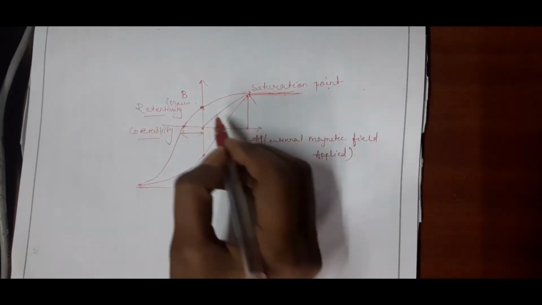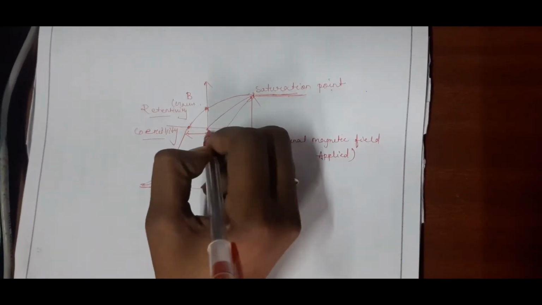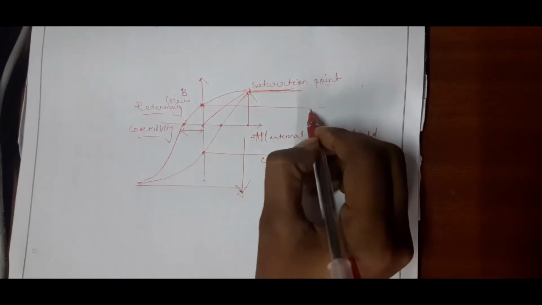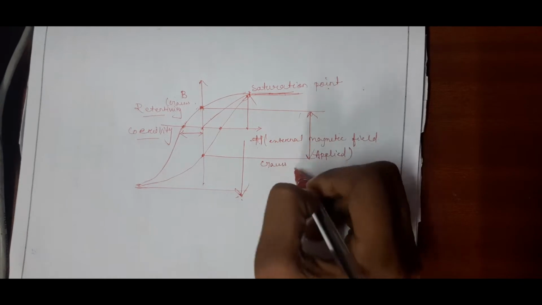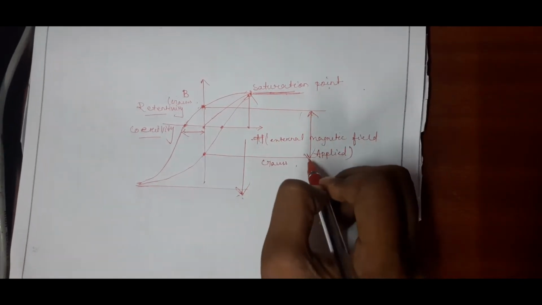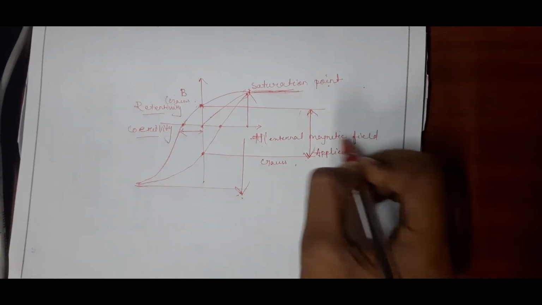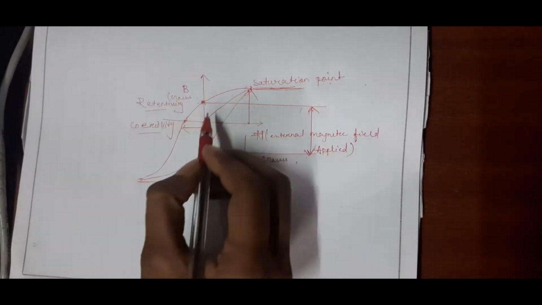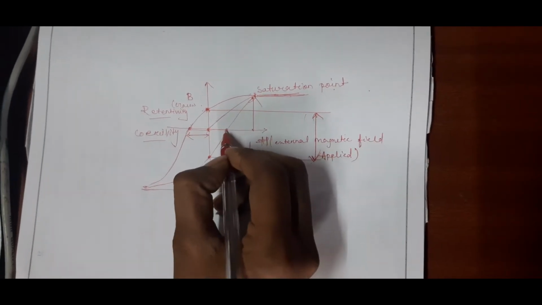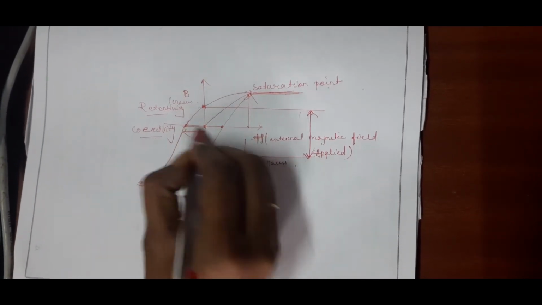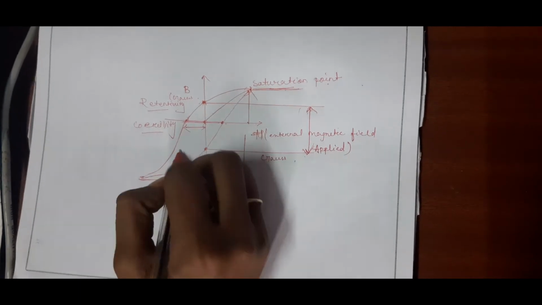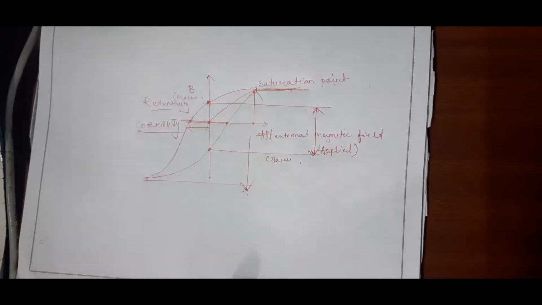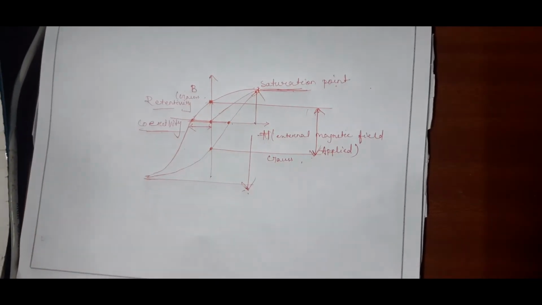Similarly, the retentivity is also in the y-axis. So between this point and this point, we have to measure this distance in the y-axis from the CRO, and this distance divided by 2 is the retentivity. Similarly, the coercivity is in the x-axis. From this to this, the loop width divided by 2 is the coercivity. So here the theory part is completed. Now we go through the practical.